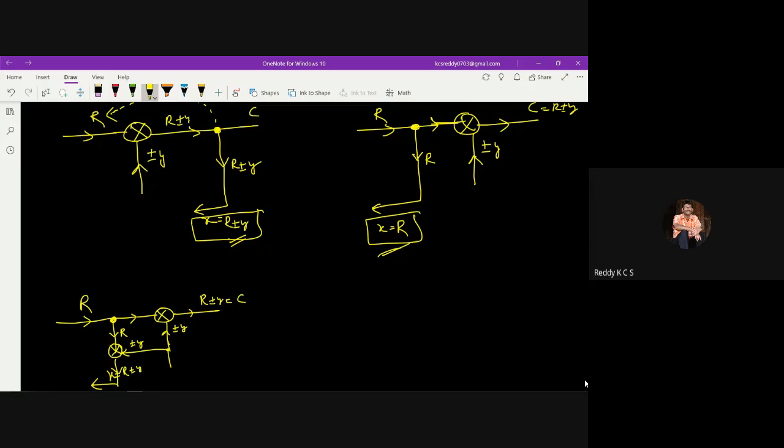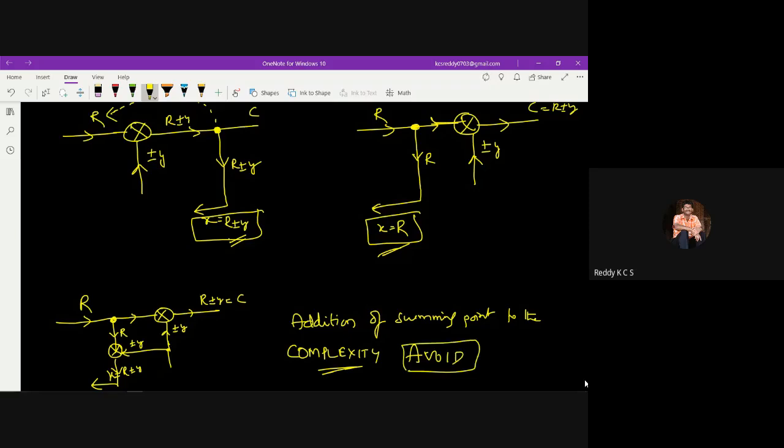So this is also a critical rule because it increases the complexity. Addition of a summing point to the given block diagram is happening. That is why this increases the complexity of the block diagram. That's why avoid these critical rules as much as possible.